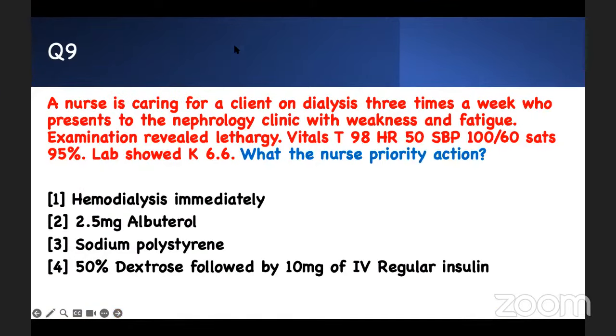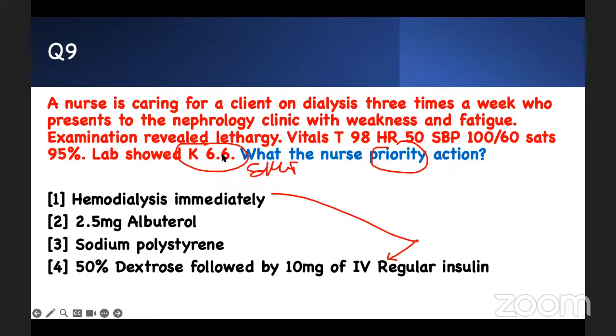What is the next priority action? Same thing, priority. The same question we saw, by changing it I wanted to give you the content here. A nurse is caring for a client on dialysis 3 times a week who presented in a nephrology clinic with weakness, fatigue, lethargy, temperature 98, is bradycardic, and their labs show potassium of 6.6. Which one would you want to do? The key word is there's no EKG here.